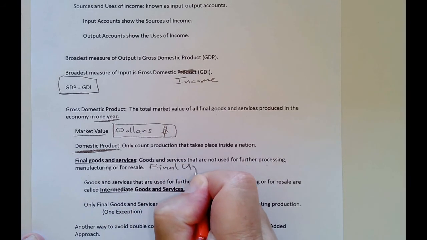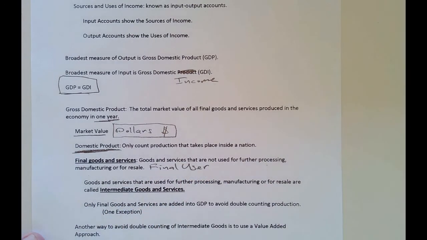So if you go to a Starbucks store and you buy a cup of coffee, you drink that coffee, you are the final user. That cup of coffee that you purchase will go into GDP. If you go down to Home Depot and you buy a plant or a wheelbarrow, you are the final user of those items, and that would go into GDP.